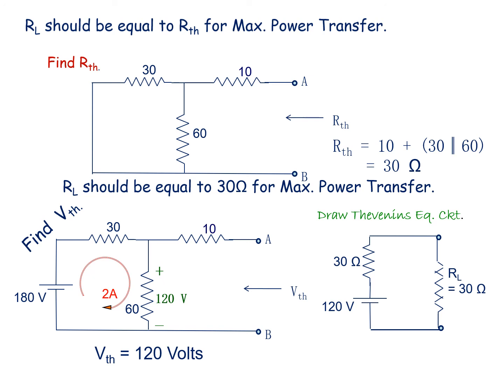We know for the maximum power transfer, the load resistance also should be 30 ohms, which is equal to R Thevenin. Find out the load current. It would be 120 by 30 plus 30, 2 amperes. Now the power maximum into the load is I squared R. 2 squared into 30 ohm. The answer is 120 watts.